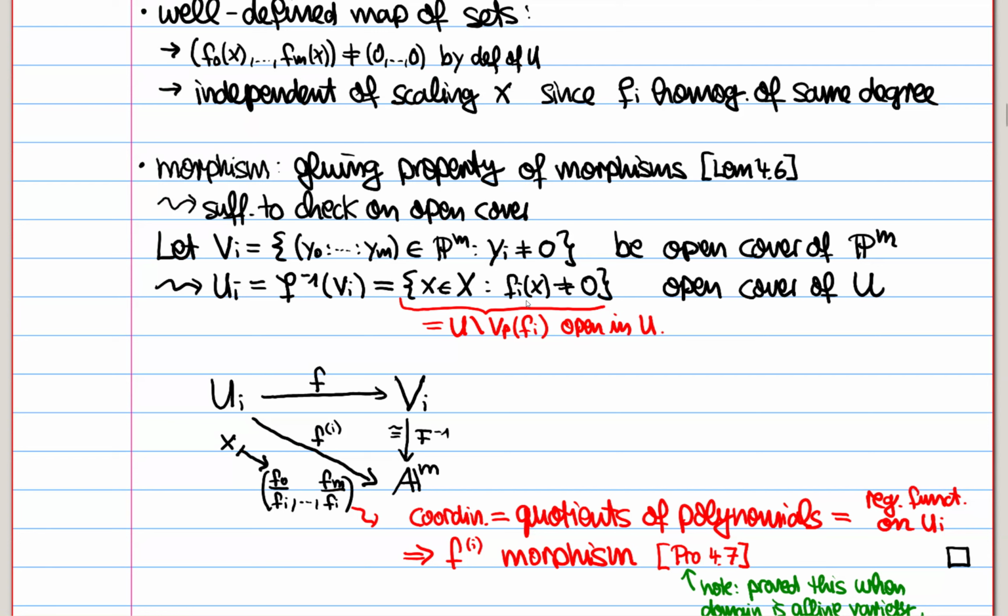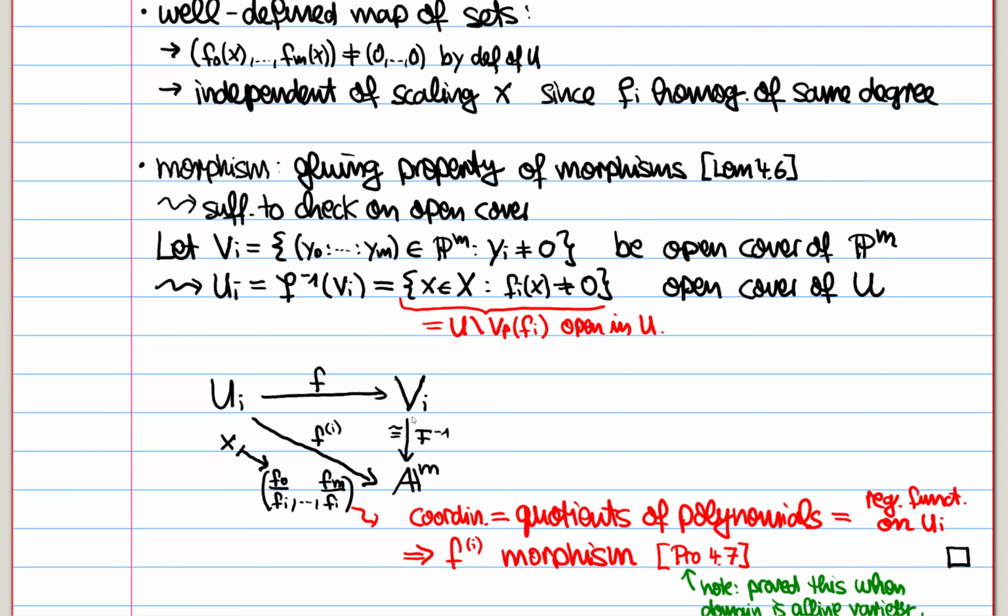So this just says that f_i of x is non-zero. And we see, first of all, as a good sign, that this is just U minus the projective vanishing locus of f_i. This is indeed an open subset of U. Okay, so we have reduced the thing that we want to check to checking that the restriction of f going from U_i to V_i is a morphism.